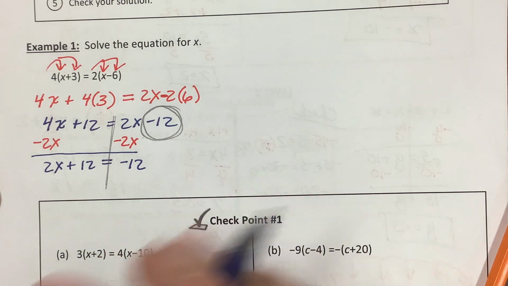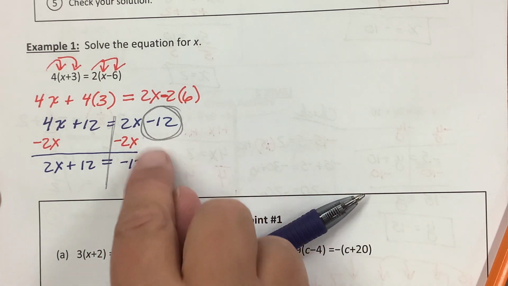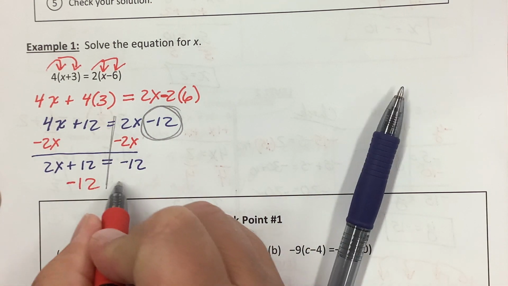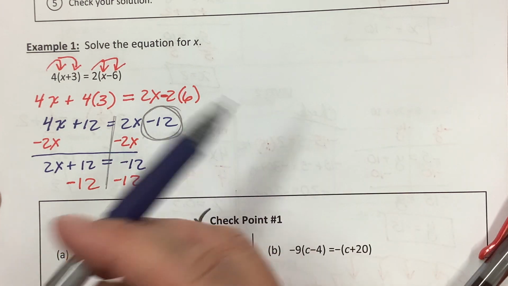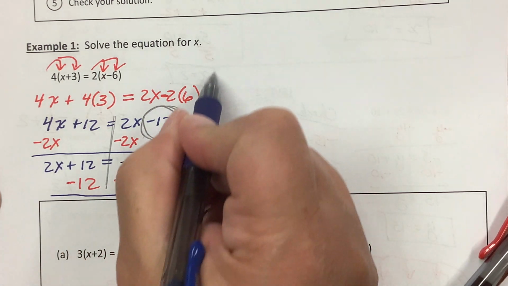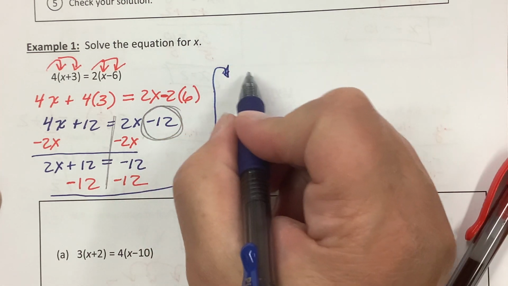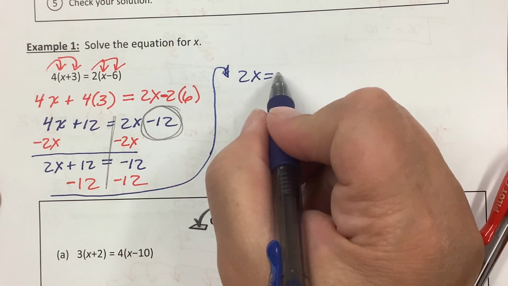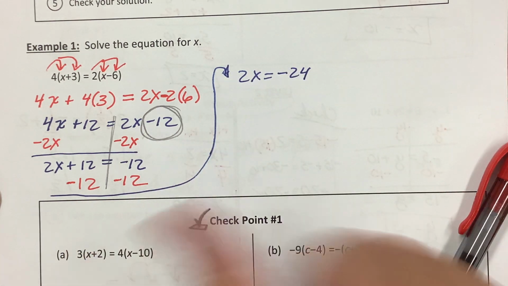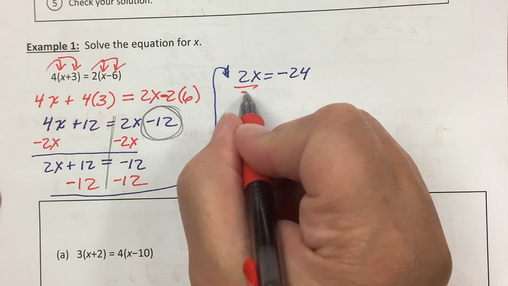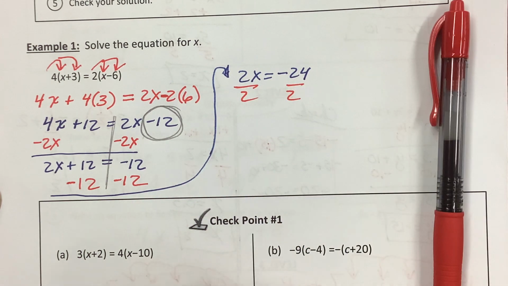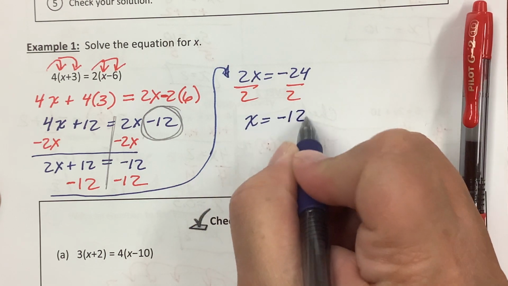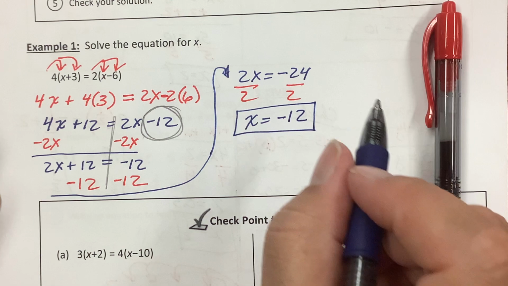That's why I would have changed it to plus a negative 12, just to make sure it stays there. All right. I am running out of space. Minus 12 from both sides. And here we go. 2x equals negative 12 minus 12 is negative 24. If you didn't get that, check it with your calculator. Divide both sides by 2. Get x equals negative 12. Put a box around it because it's beautiful.